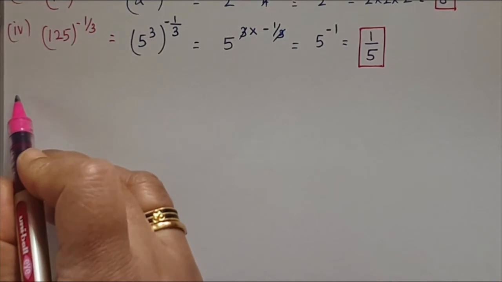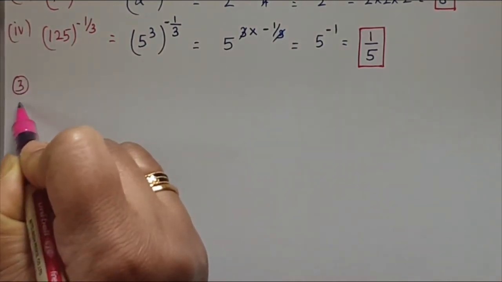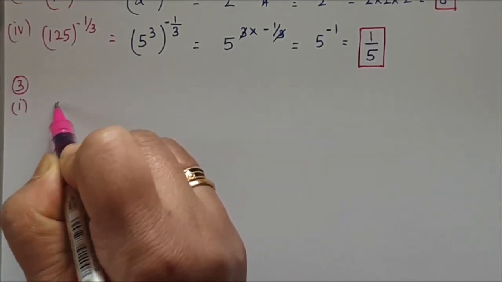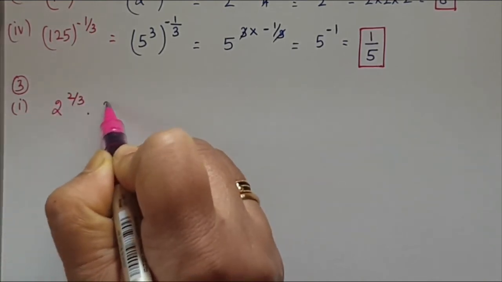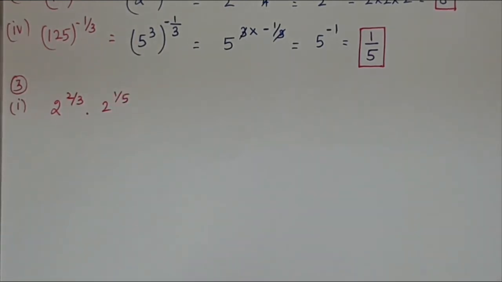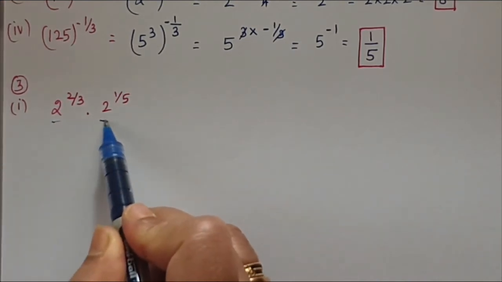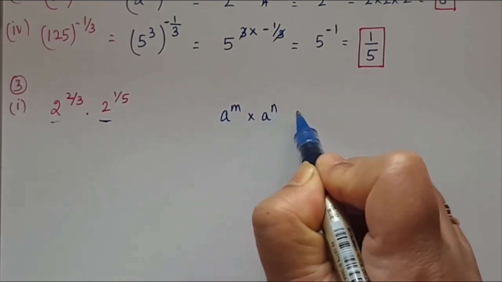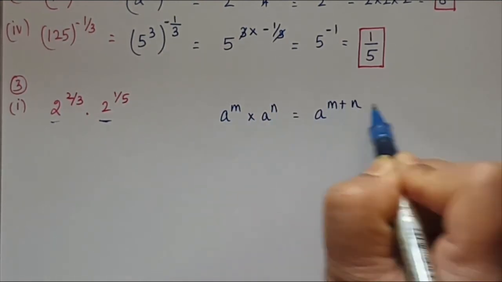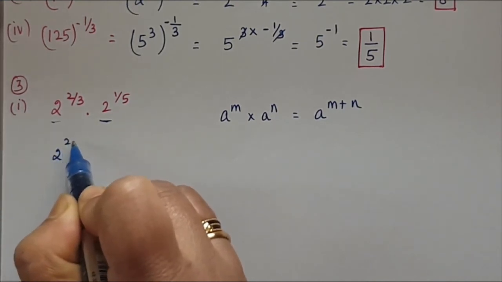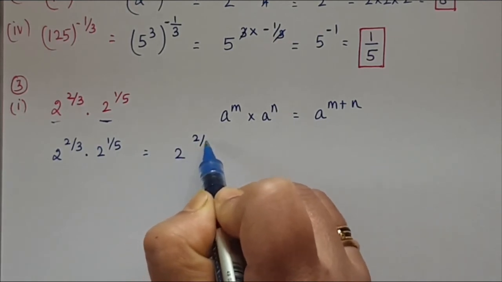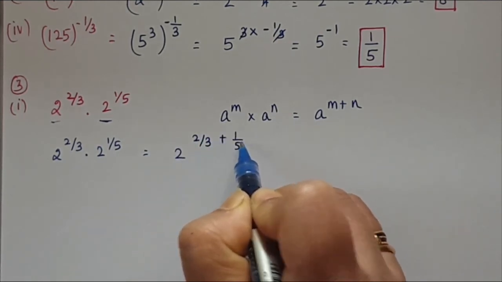Question number 3. First part. 2 power 2 by 3 into 2 power 1 by 5. So here the bases are same and powers are different. So you have to use a to the power of m into a to the power of n is equal to a to the power of m plus n. So 2 to the power of 2 by 3 into 2 to the power of 1 by 5 equal to 2 to the power of 2 by 3 plus 1 by 5.